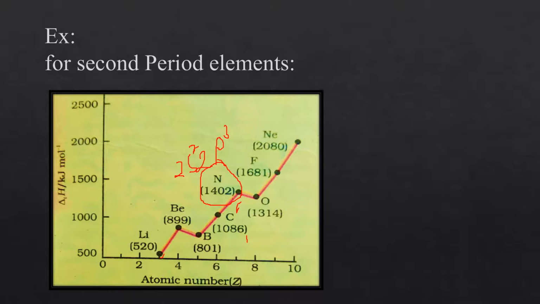And after oxygen, fluorine has higher ionization enthalpy according to increase in atomic number, and then neon will have higher ionization enthalpy due to the increase in atomic number.